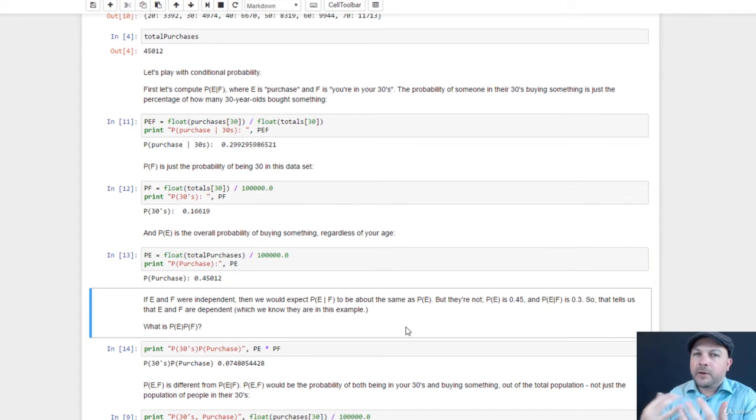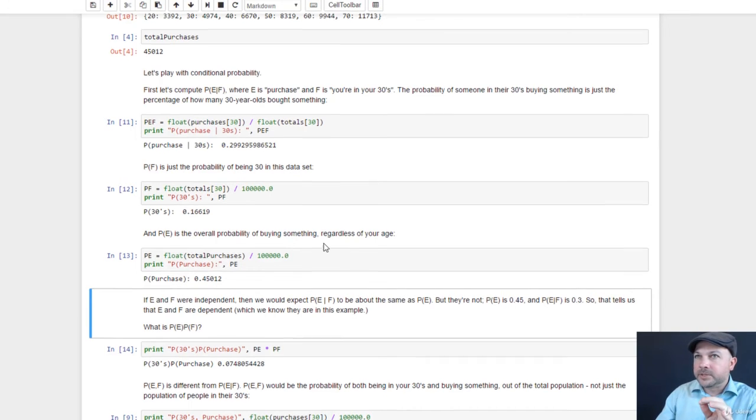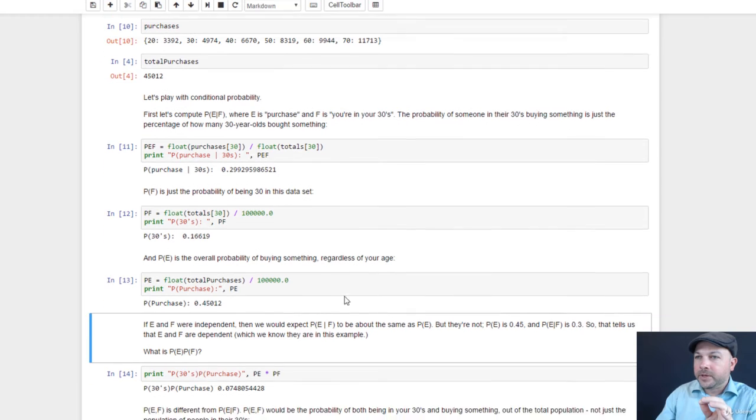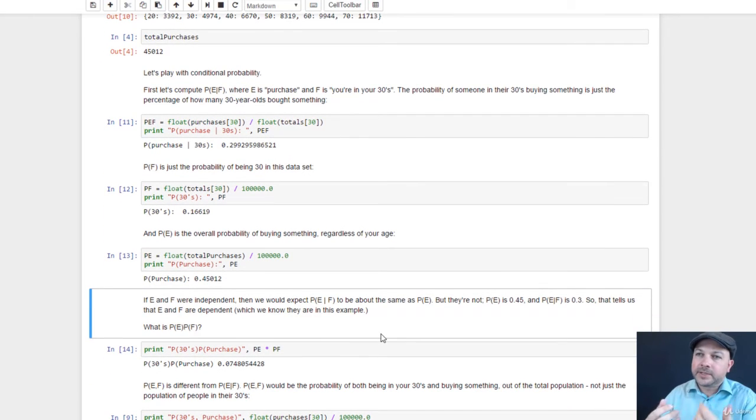Okay, so if E and F were independent, if there was no relationship between your age and how much stuff you buy, we would expect P of E given F to be about the same as P of E. But we've computed both of those values, so we can compare them. P of E worked out to be about 45%, but P of E given F was roughly 30%, if you go back up here. Given that those numbers are so different, it tells us that there probably is some dependence in there, and it makes sense to think about conditional probability.